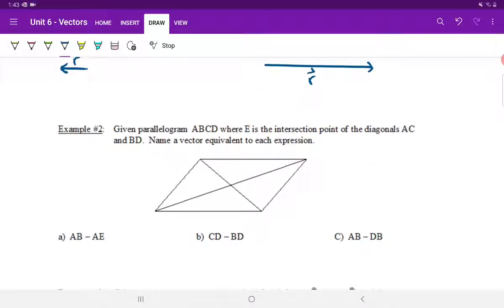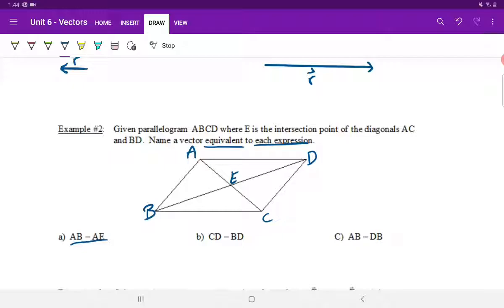All right, let's head down here. There's a question like this in your homework, and I wanted to go over this because I knew there'd probably be quite a few questions regarding it. I'm just going to label this A, B, C, D, and E. What we're going to do is name a vector equivalent to each expression. So a vector that essentially is the resultant, that's what they're talking about, finding the resultant of each expression.